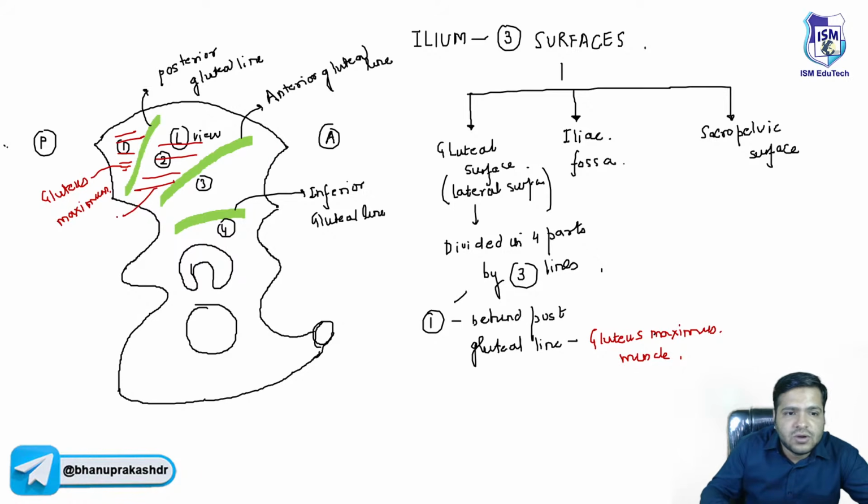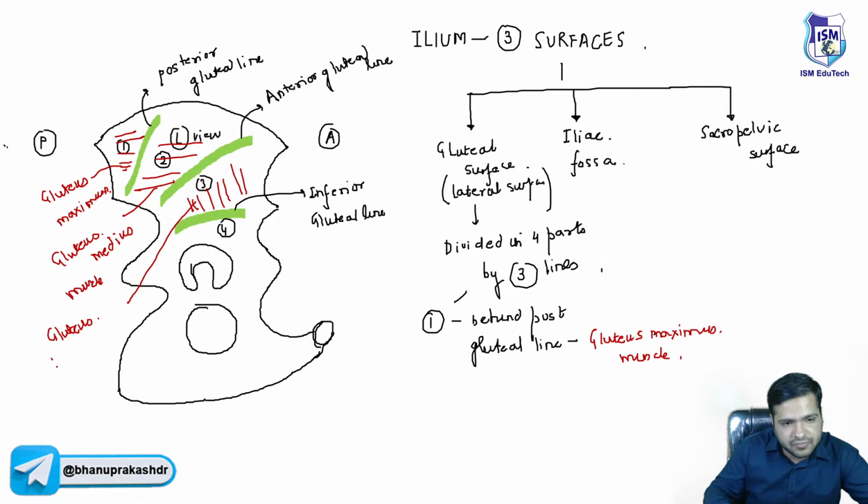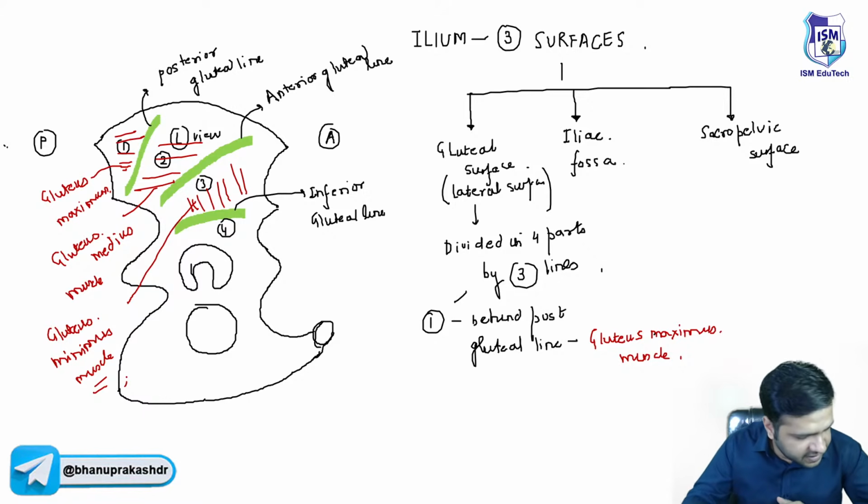In the middle we have gluteus medius muscle. Between the posterior and the anterior line we have the gluteus medius muscle, and between the anterior and the inferior line we have this muscle, and that is called the gluteus minimus muscle. They all are originating from here.